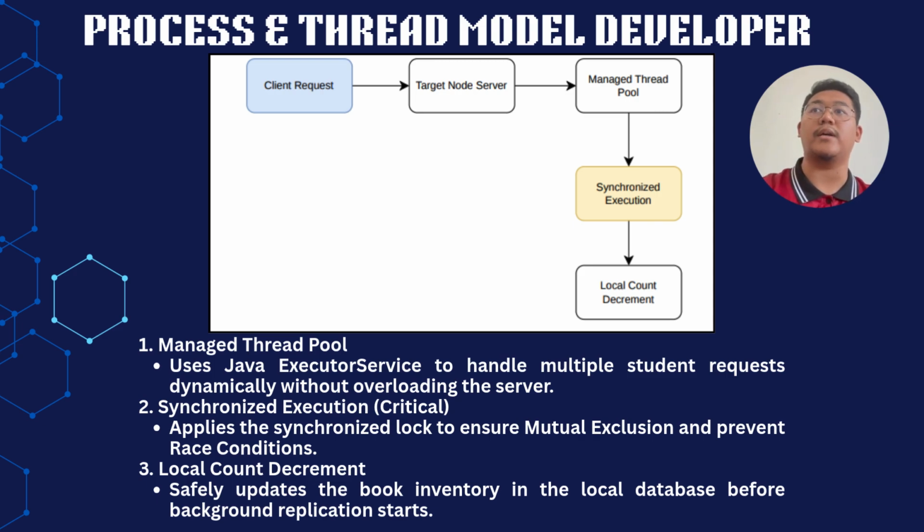In the diagram, I apply the synchronized keyword. This acts as a strict lock to ensure mutual exclusion, meaning only one thread can process the book borrowing at any given time. Last part, which is local count decrement. Once the access is safely granted, the system performs the local count decrement. It safely reduces the book inventory in the local database first before the background replication process begins.